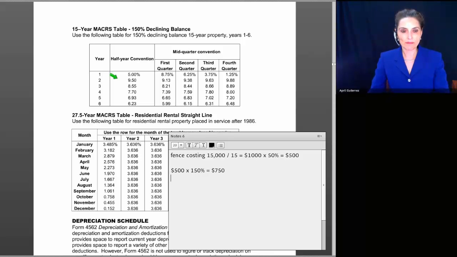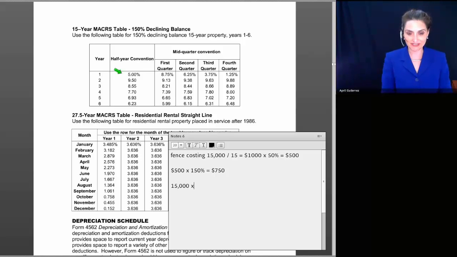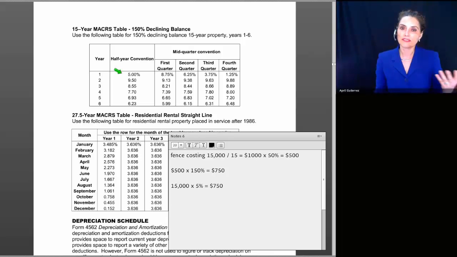So let's just see what happens if I go up to the first item here under 150% declining balance in the first year. And if I take $15,000 and multiply that by 0.05, oddly enough, I get $750. That's always a relief to me because I'm never quite sure whether my numbers are going to work out. As I told you, I'm not instinctively good at this, but I have just done it on my handy-dandy calculator, and I did get the same result, $750. So that's how the 150% declining balance works.